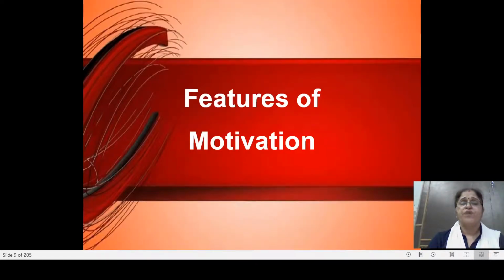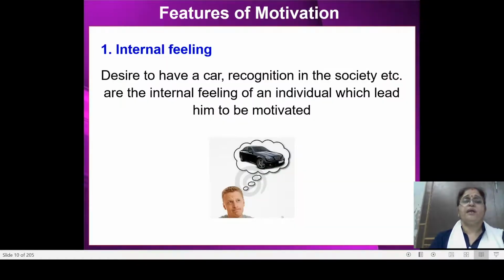Next are the features of motivation. What are the features of motivation? Number one, internal feeling. इंटरनल फीलिंग. Motivation is the internal feeling of any individual. Desire to have a car. For example, I desire to have a car. मेरे पास डिजायर है recognition in the society, etc. Because I know this car is the recognition of the society. All these are my internal feelings, the internal feeling of any individual which leads him to be motivated.